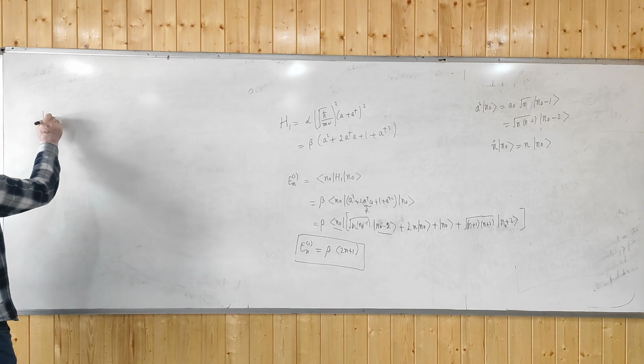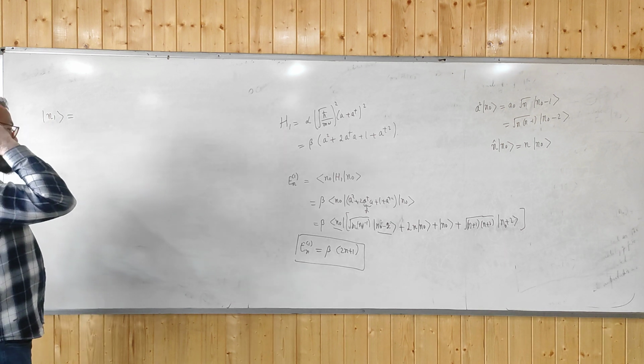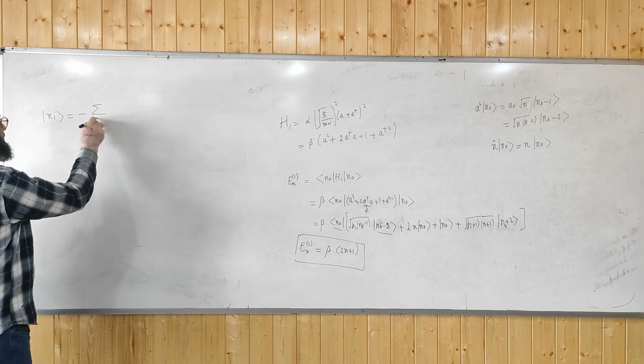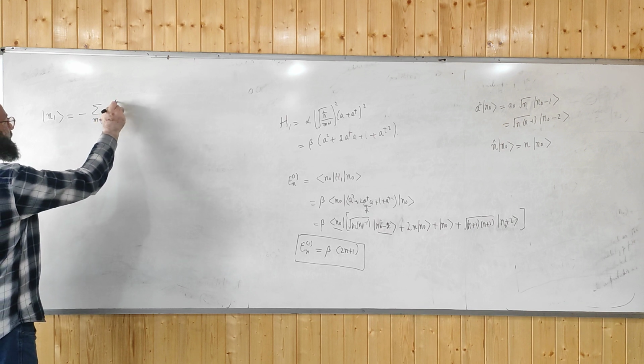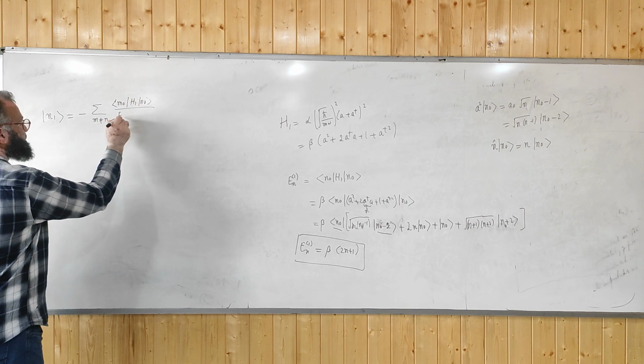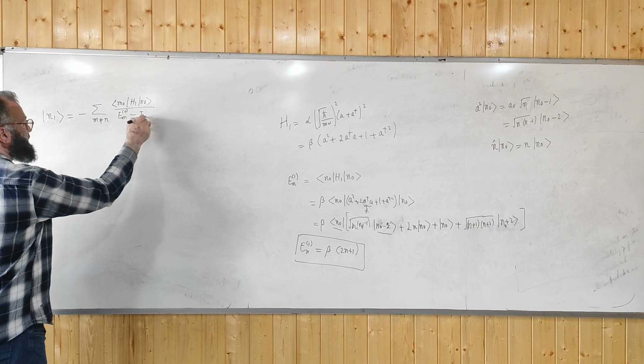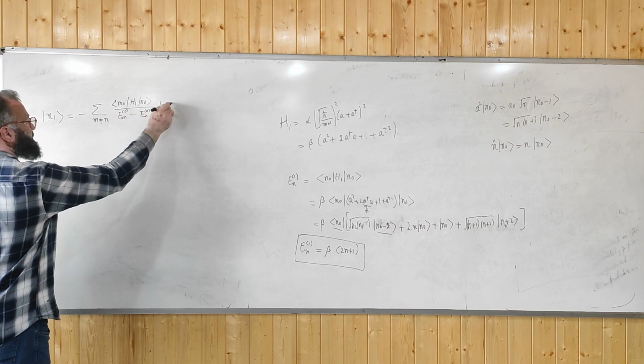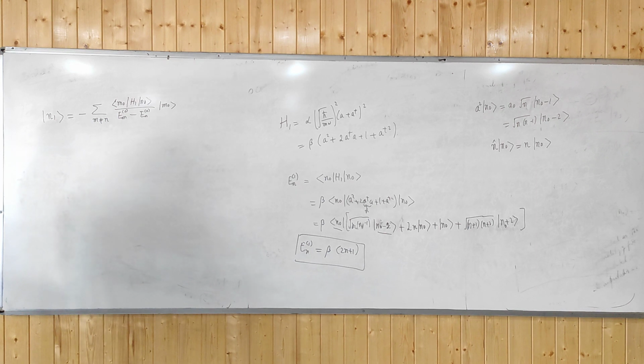So what is our N1? It's minus summation M0 not equal to N, M0, H1 N0 divided by EM0 minus EN0, times M0. Clear? So what do I need to figure out? I need to look at the correction to the wave function. If I know this correction, I can know the second order correction to the energy. You can do it directly using the formula of the second order correction, but it is simple to do this way. You go systematically.